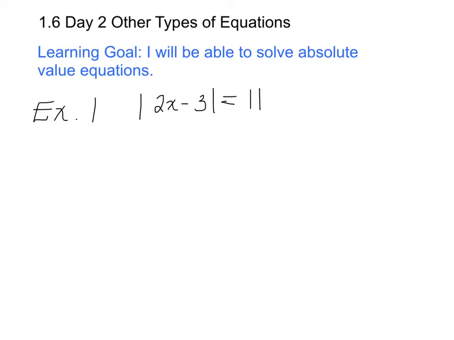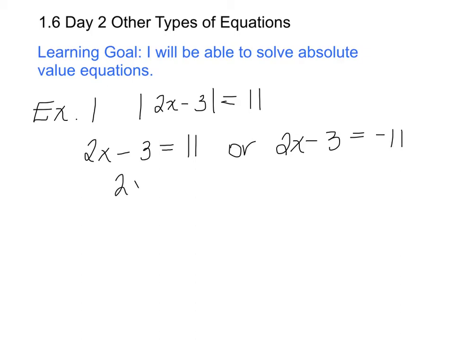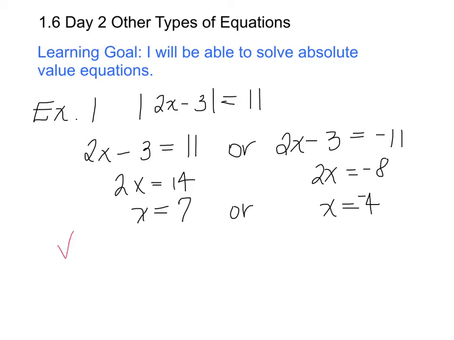Okay, so our first example, we have the absolute value of 2x minus 3 is equal to 11. Because 11 is the same distance as negative 11, you're going to solve both of those equations, equaling 11 or negative 11, and you just solve for x. So here x equals 7 or x equals negative 4. And you always want to check your answers to make sure they work.